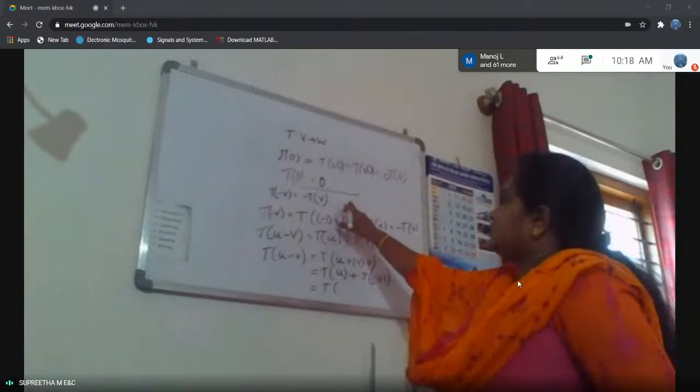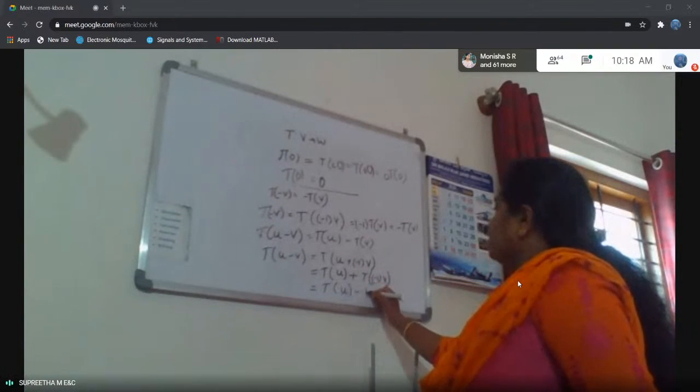This is by the previous theorem 2, again T of U minus T of V.